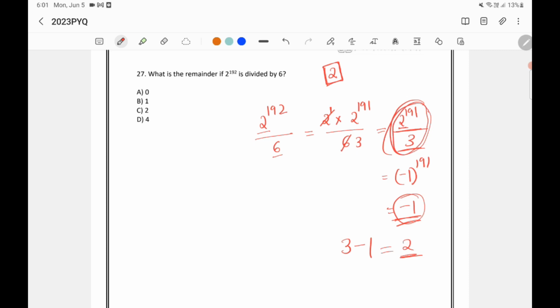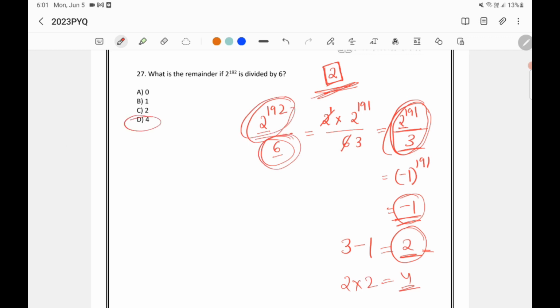But we need the remainder when 2 raised to 192 is divided by 6. And we have cancelled 2 initially, right? So we need to multiply that 2 now. So we need to multiply this 2 with the 2 that we have cancelled initially. So our answer is 2 into 2 is equal to 4. So when 2 raised to 192 is divided by 6, the remainder is 4.